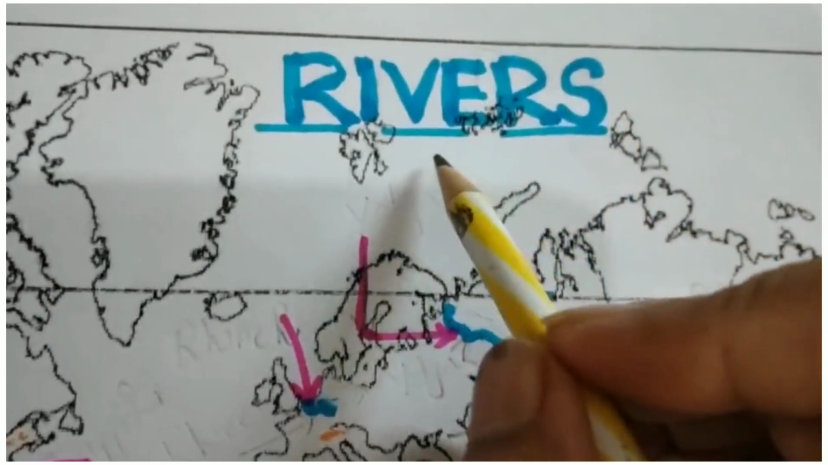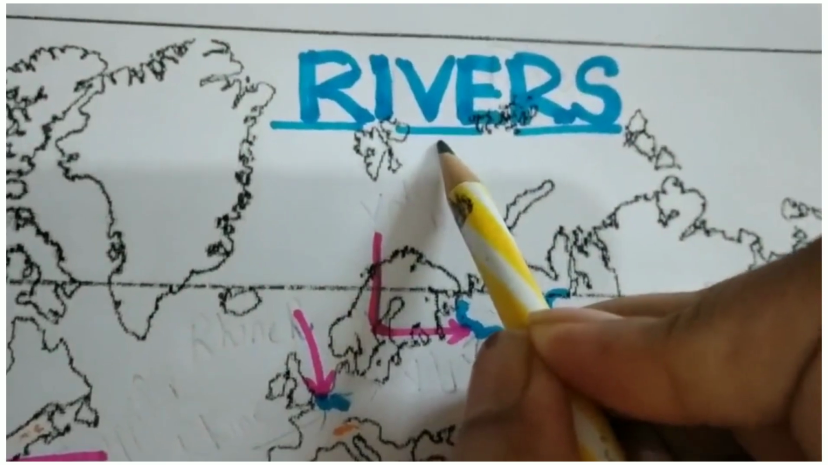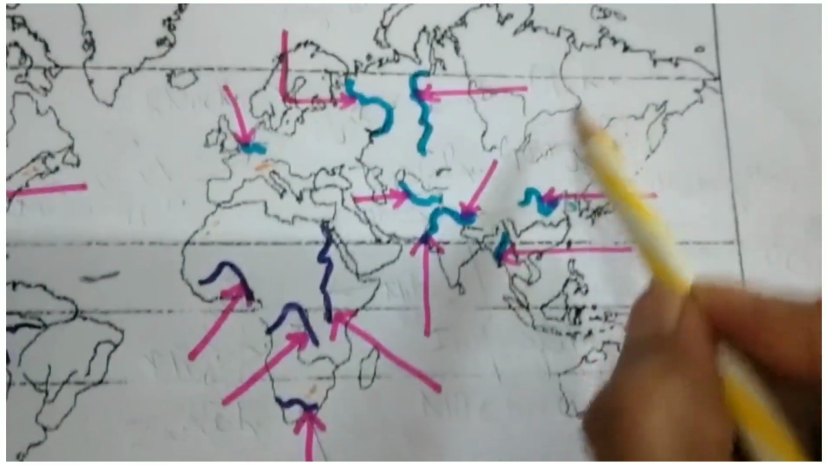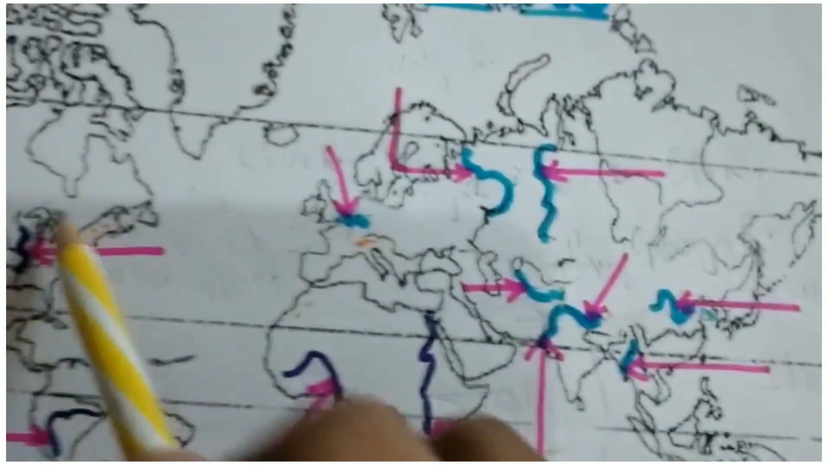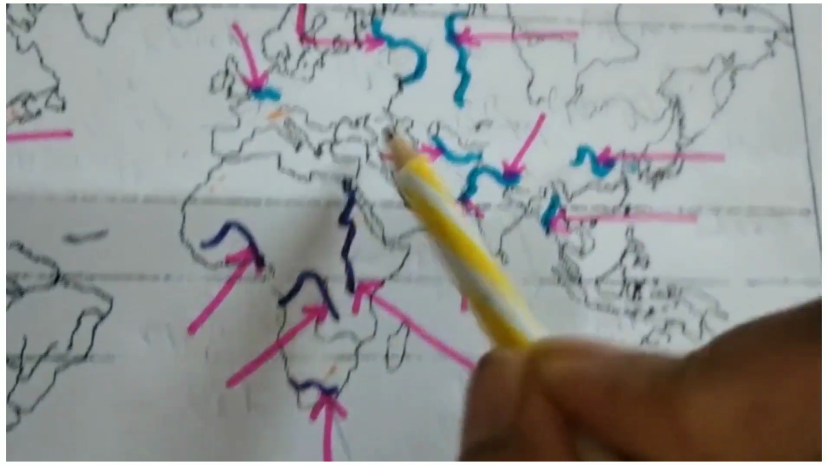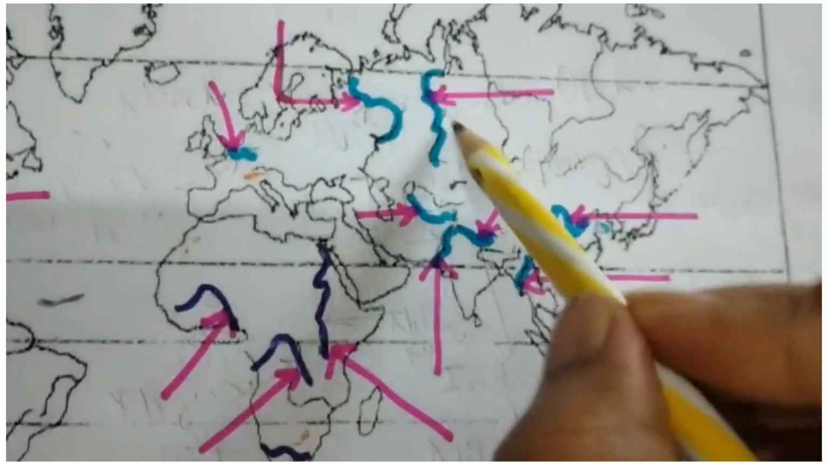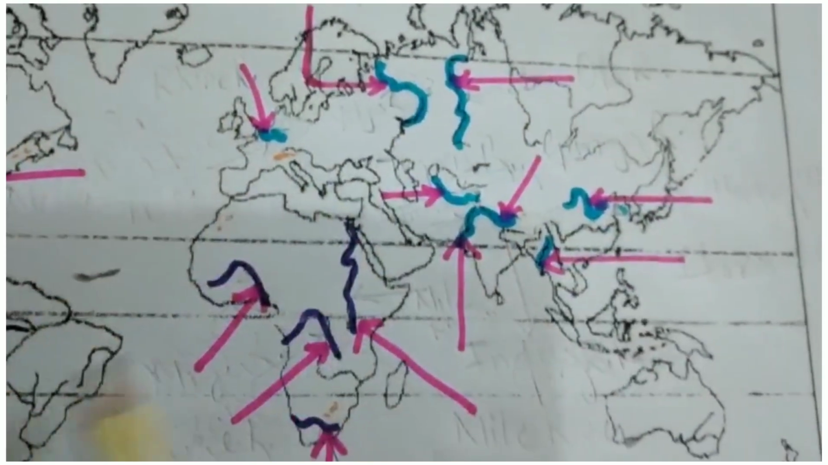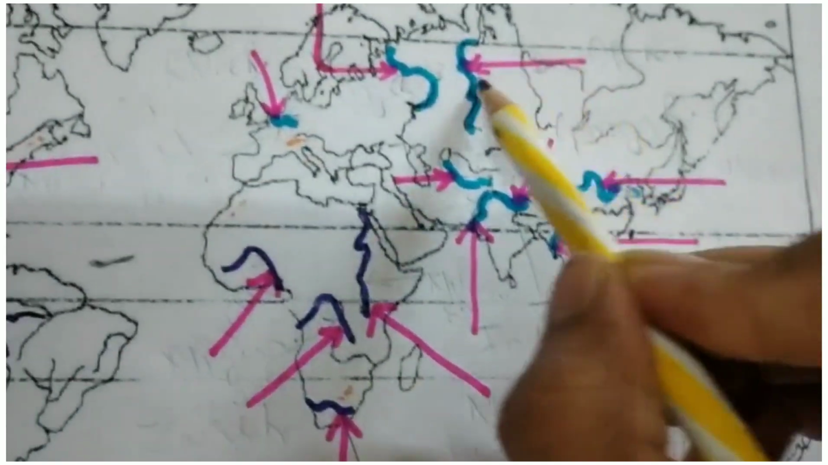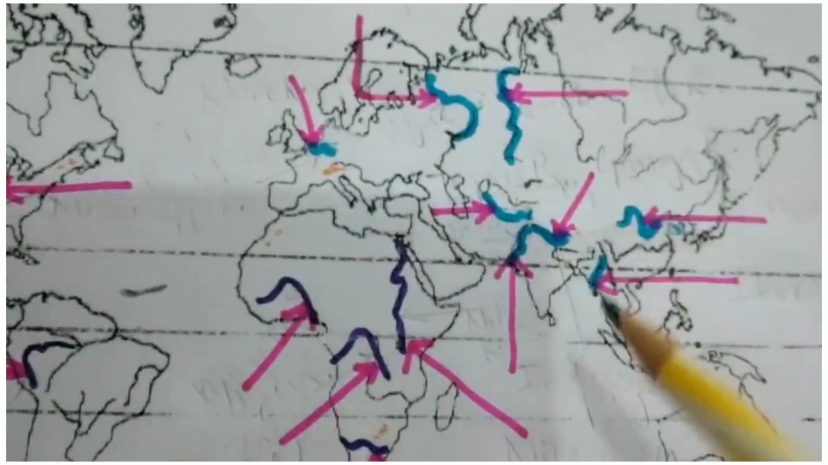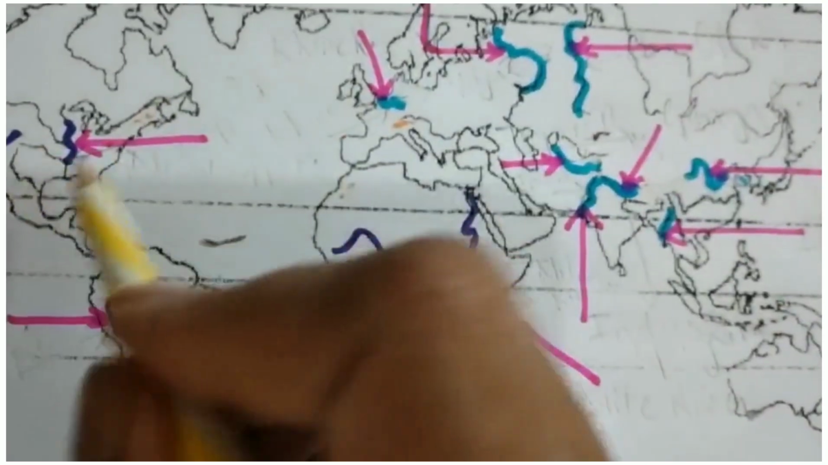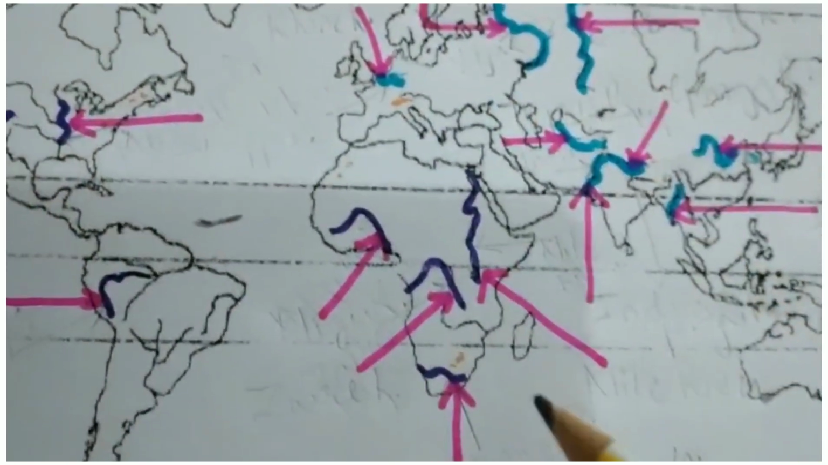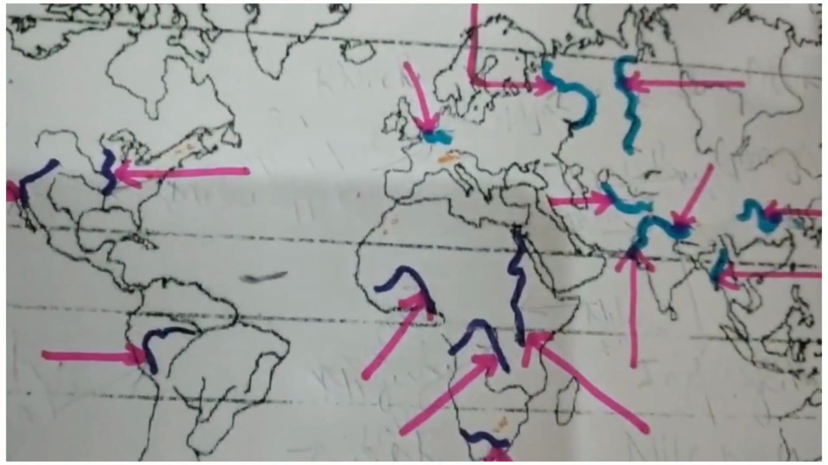Now the next topic is rivers. You have to mark rivers. This is the world map. These are the different black color lines you can see here. These black color lines are actually the rivers, and a few I have overlined with blue color and purple color. These you have to practice, and I just put an arrow towards the river. You also practice and put arrows towards the river so that it will indicate the correct river.